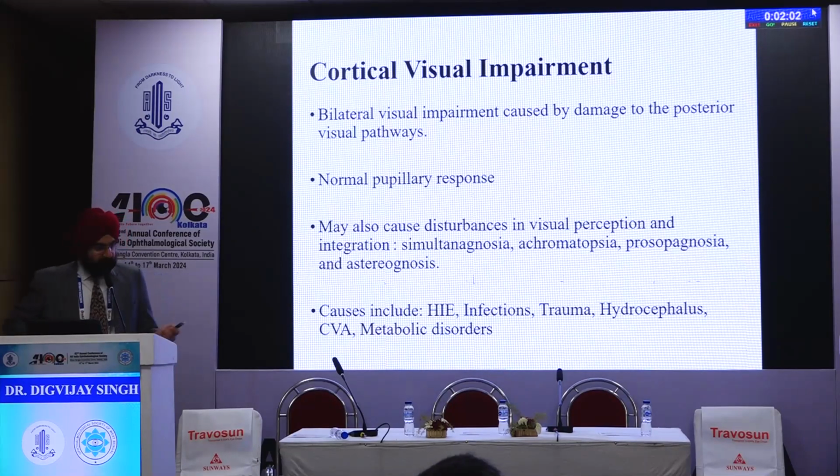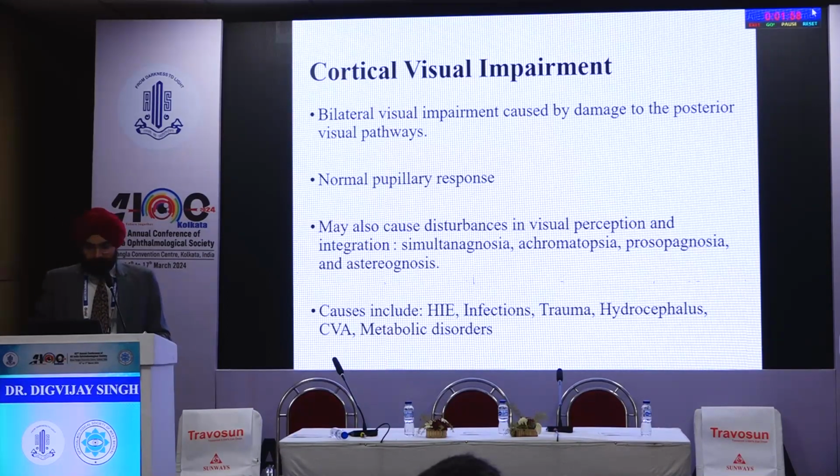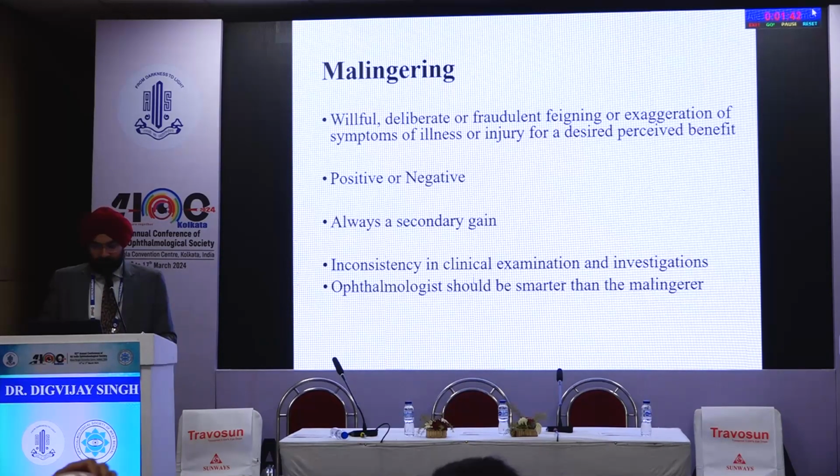Cortical visual impairment is something that we see in cases like HIE or ADAMS, where there has been an involvement of the cortex, of the occipital cortex, leading to vision loss. Again, the fundus would appear absolutely normal. Microtropias are small angle squints with amblyopia. Small central scotomas are there. Again, nothing would be visible.